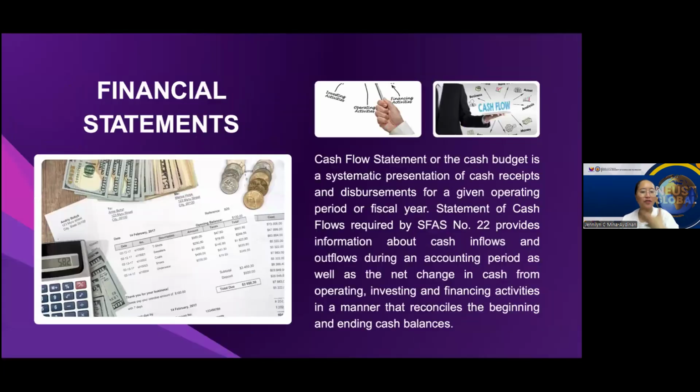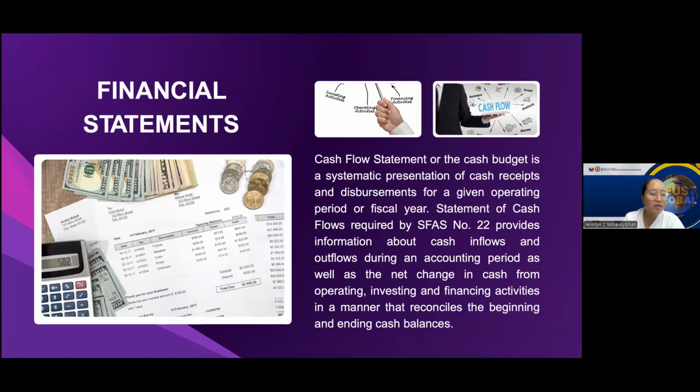We also have the financial statements, and one of them is a cash flow statement or cash budget. A cash flow statement or cash budget tracks the inflow and outflow of cash during a specific period, typically a fiscal year. So it shows the net change in cash resulting from operating, investing, and financing activities and reconciles the starting and ending cash balances. For example, students running a small furniture making business create a cash flow statement.